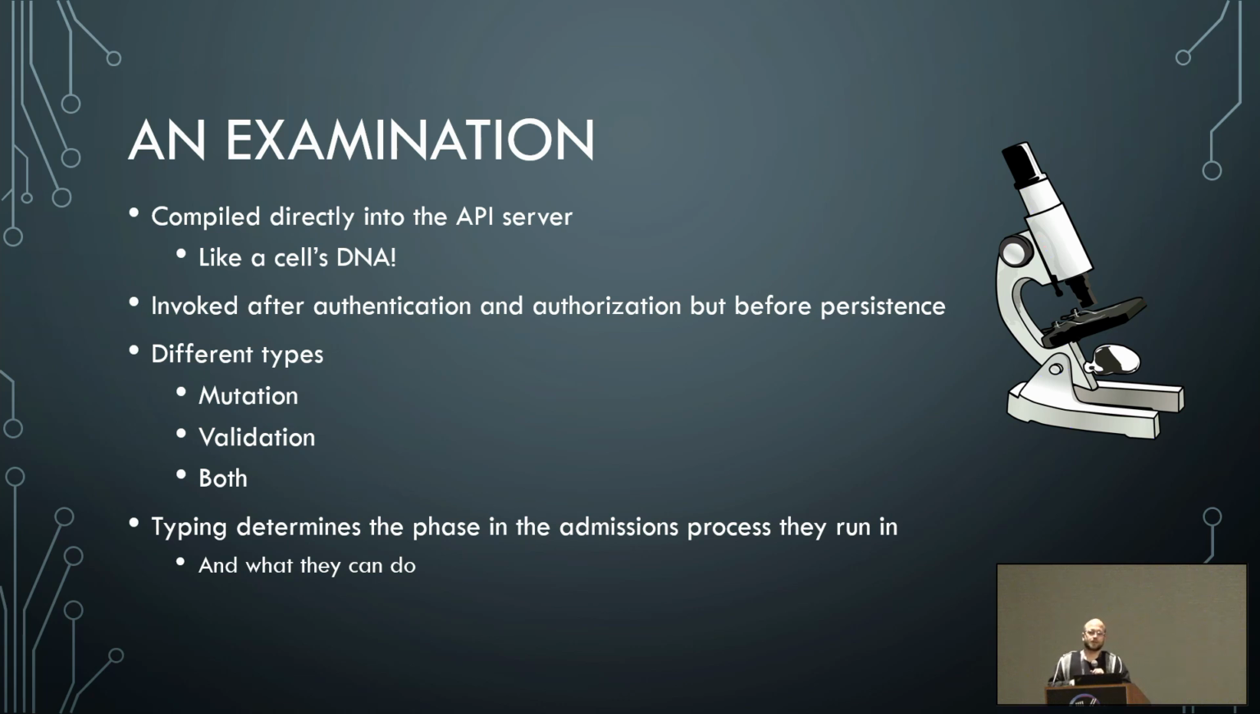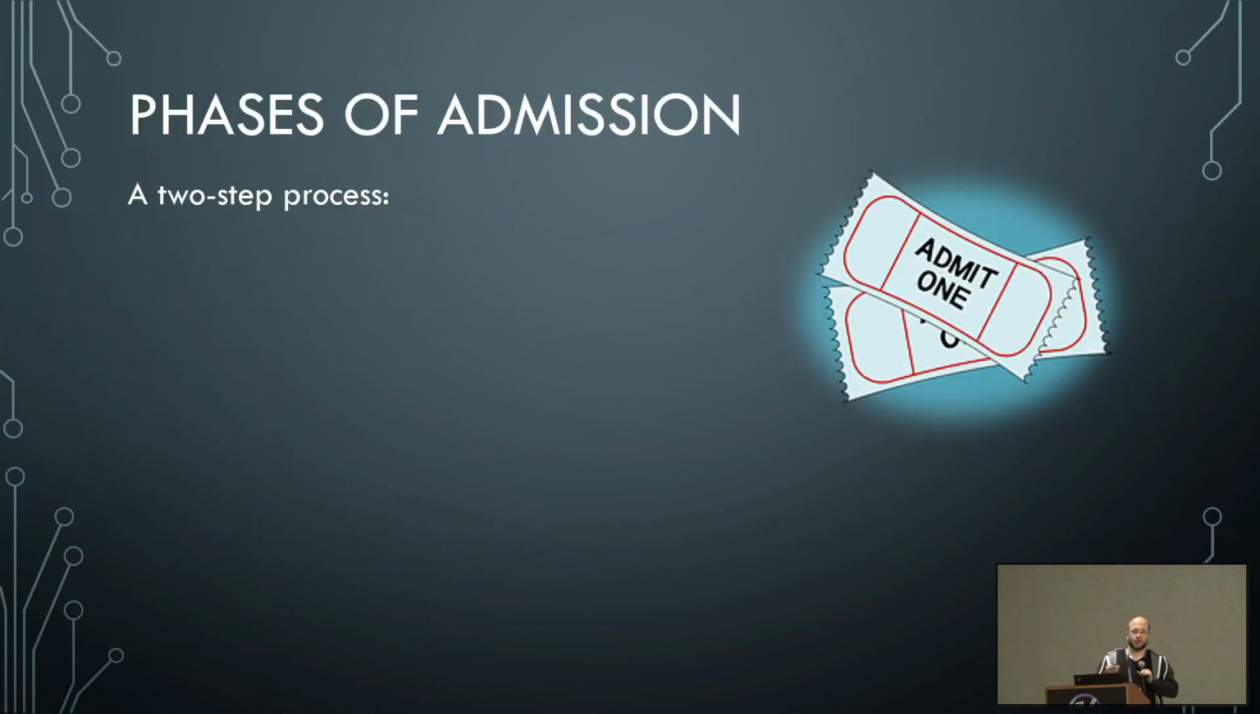There's two different types. We have the mutation, which can actually mutate the objects users submit. And we have validation, which just validates what users submit. They can also be both. And really, all that typing does is it just determines in what phase they're run in and what they do. So let's look at the phases of admission.